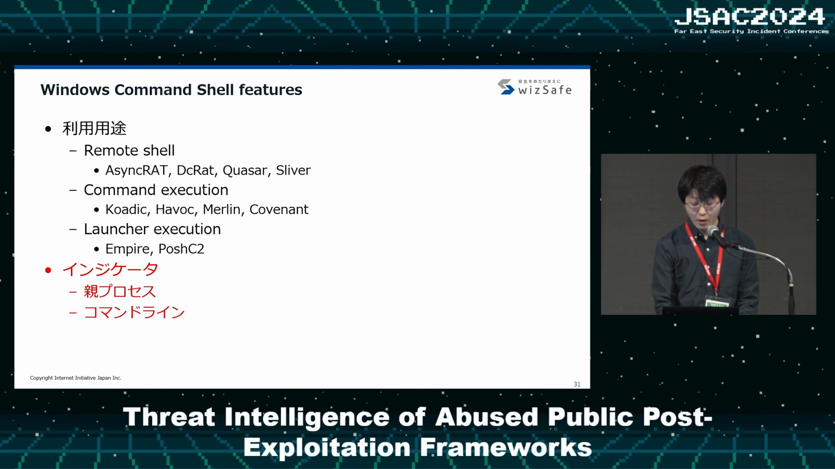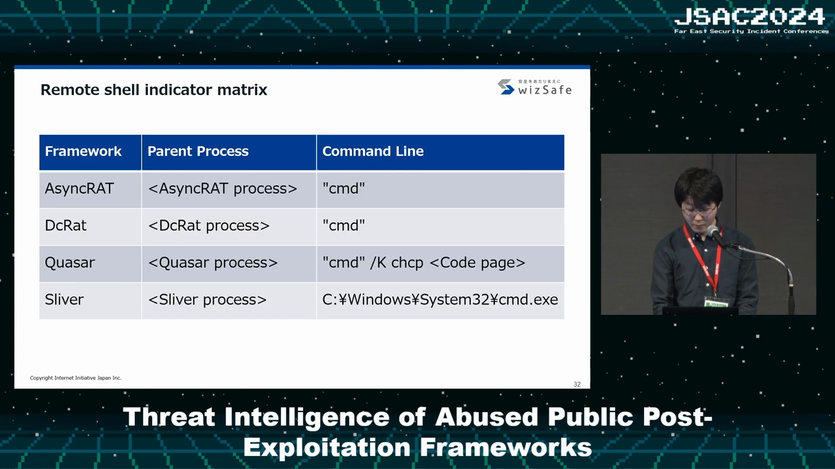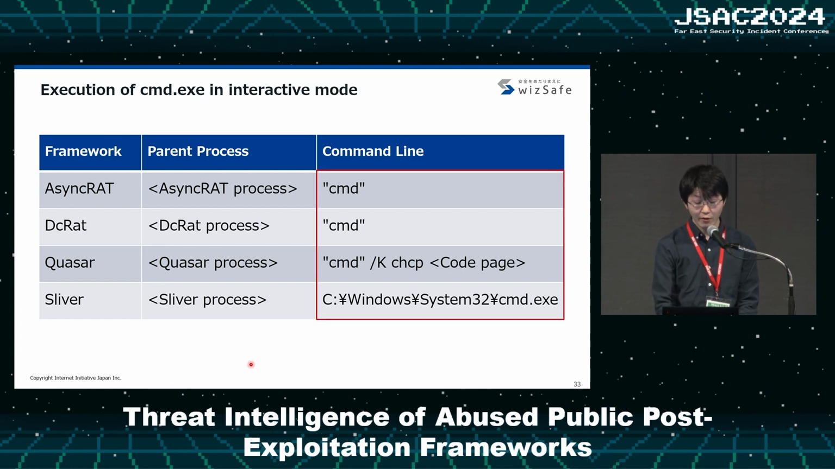First of all, let's start with the Windows Command Shell. The uses for this are remote shell, command execution, and launcher execution. There are 3 types. As for the indicators, the parent process and command line information is explained using the Windows event log. Just for information, all the indicator information needs some audit settings. First, the list of indicators for the frameworks that own the remote shell features.